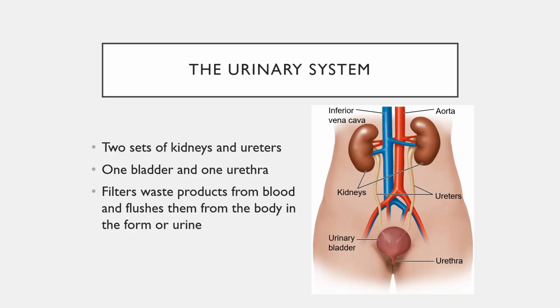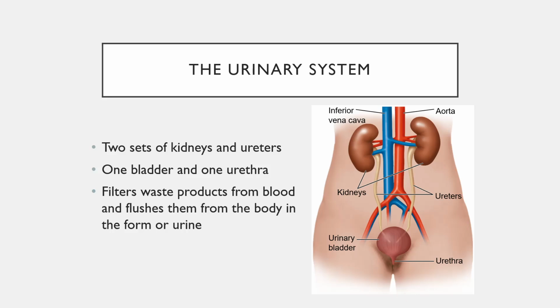So let's take a look first at the urinary system. The urinary system consists of two kidneys that are responsible for filtering your blood, as well as two ureters from which urine will drain out of the kidneys to the bladder, and then the urethra is the channel through which that urine will ultimately pass out of the body.